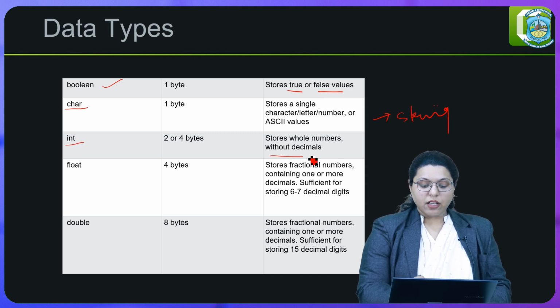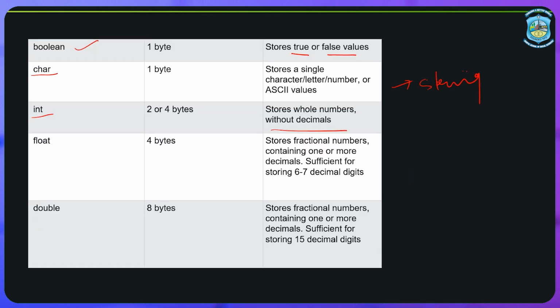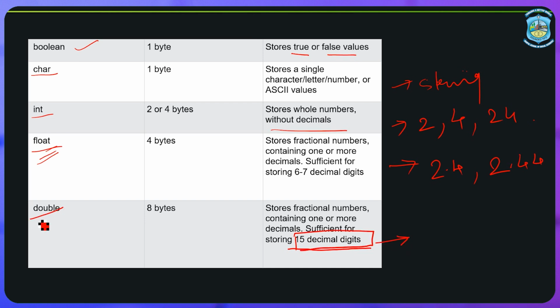Int are whole numbers without any decimal, like 2, 4, 24 and so on, no decimal value. Float values are fractional values, that means they can contain a decimal value, plus they can have more than 2 decimal values together also. There also I can define a float value in the program. But if there is any number which consists of more than 6 to 7 decimal values, then I should write it as double.